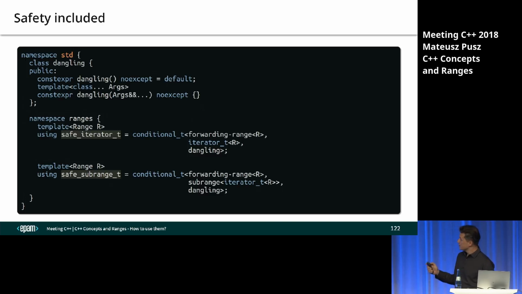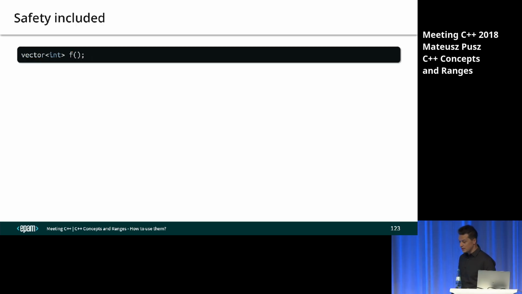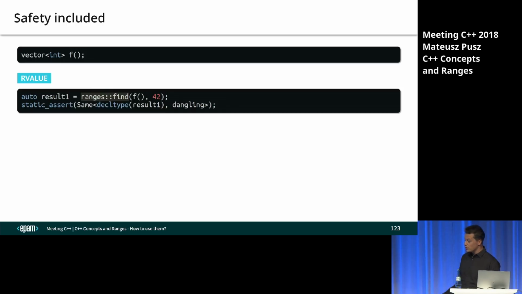So why is that? Let's see an example. When we have a function that returns vector int by value, we want to find integer 42 in our vector. Yes, we pass here the result of our function f. It's a temporary, it's an R value, and we get an iterator here.